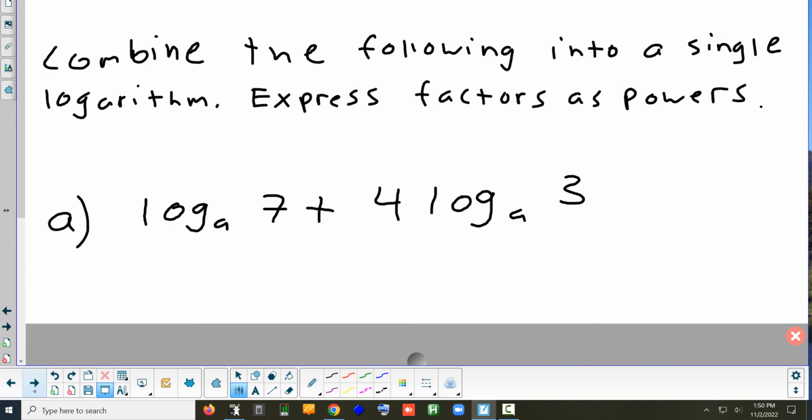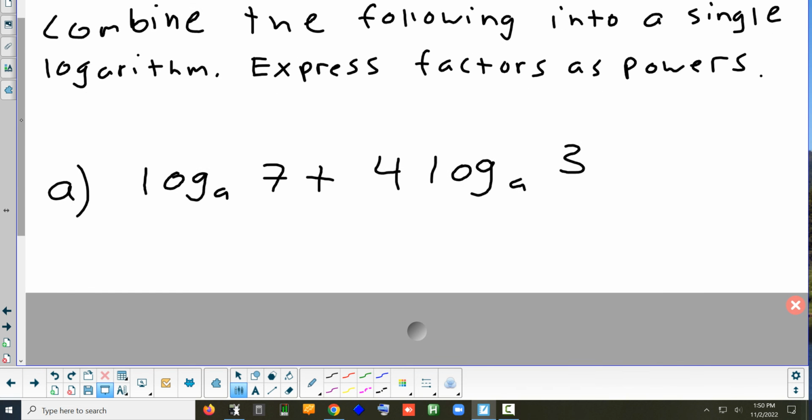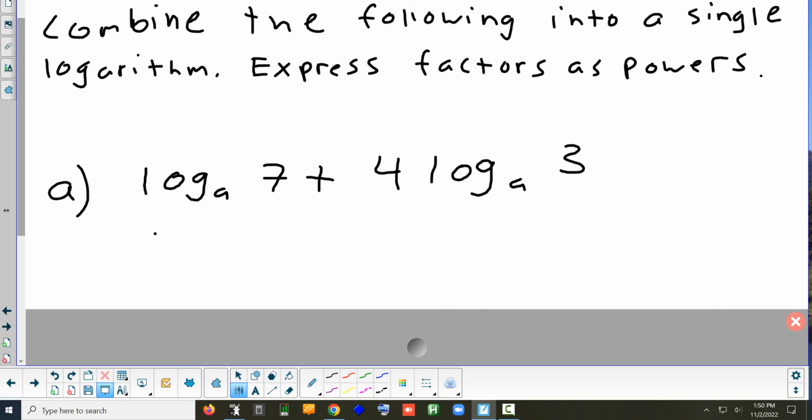Right. Now, let's try combining back together. When you combine back together, think of everything you just did now in reverse. Now they're telling you to express things as powers. That means having exponents in the answer is okay. That's the first thing you want to do. If you have any number to put back as a power, do that first. Okay, so is there any number in this that should go back as an exponent? 4. Yeah, the 4. What's that going to be an exponent on? 3. The 3. So log base A of 3 to the 4th.